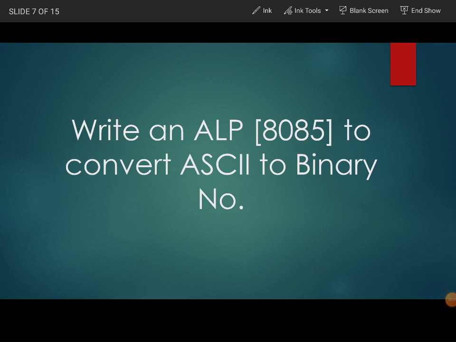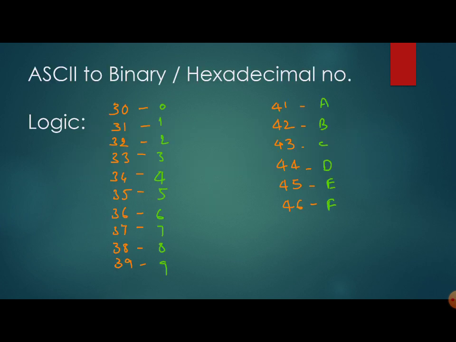Hello all. In this session, we'll write an assembly language program to convert a given ASCII value to a binary or hexadecimal number. When we are converting a given ASCII value to the binary or hexadecimal number, we should know what the inputs are and what their corresponding outputs are.